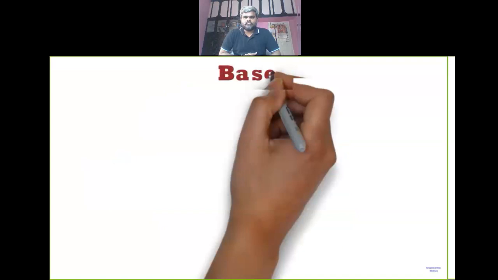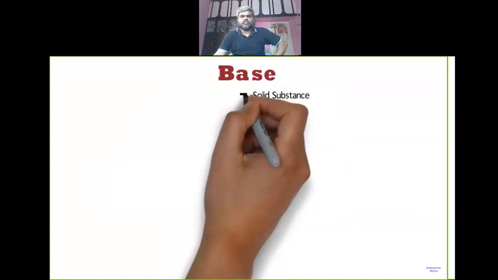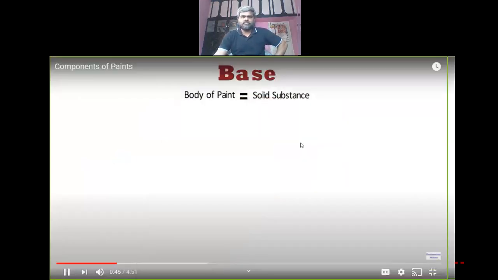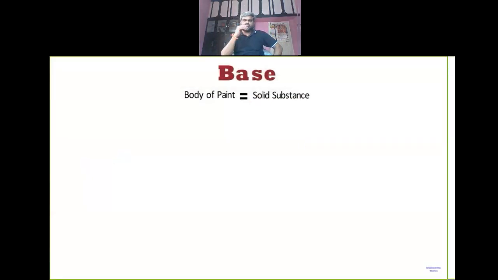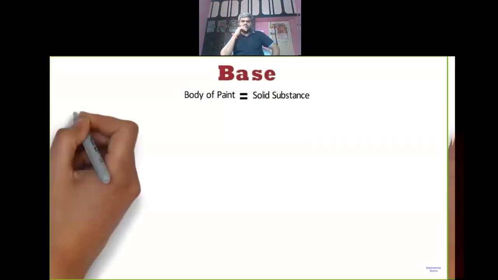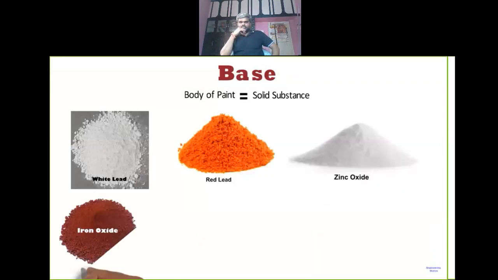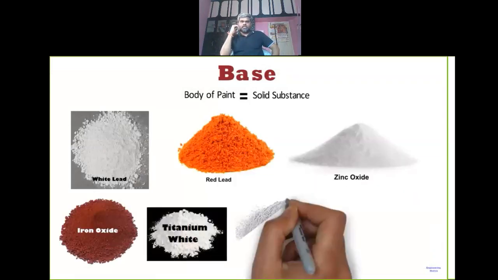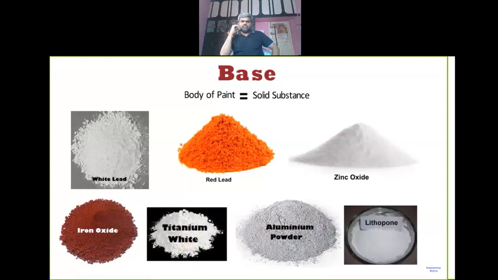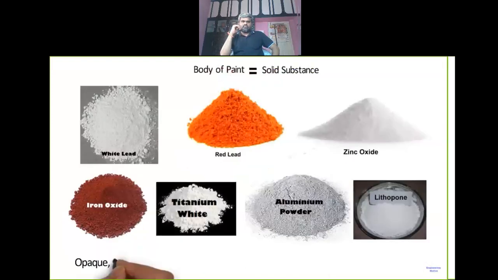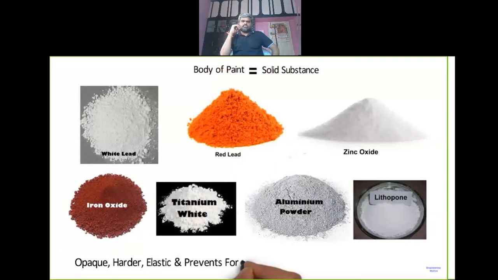Base. Base is the solid substance that forms the body of paint. Base usually consists of very fine powder or structural material such as white lead, zinc oxide, iron oxide, titanium oxide, aluminum powder, lithopone, etc. Base makes the compounds of paint tougher, harder and more moisture resistant.